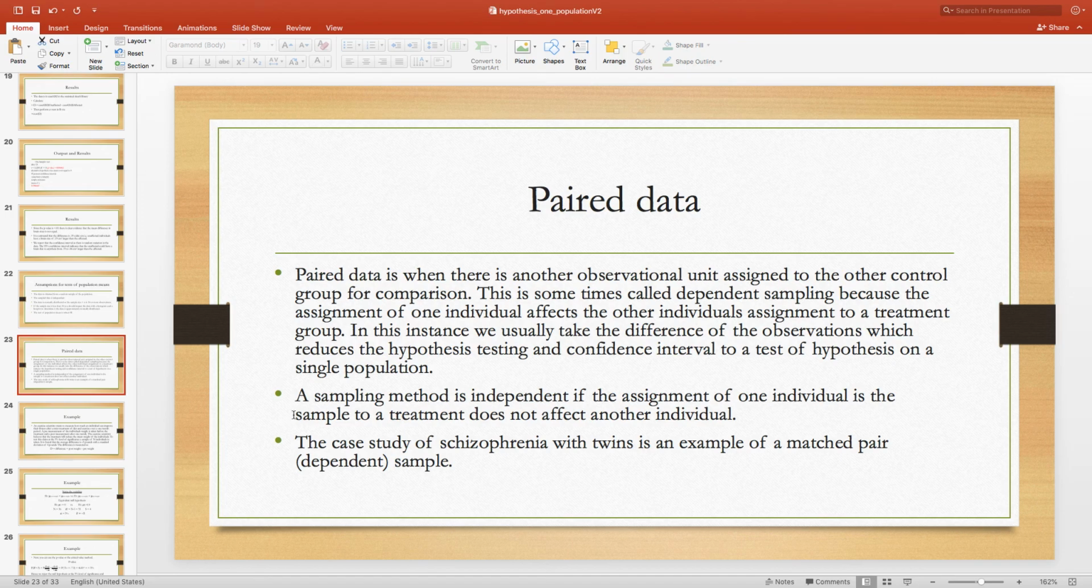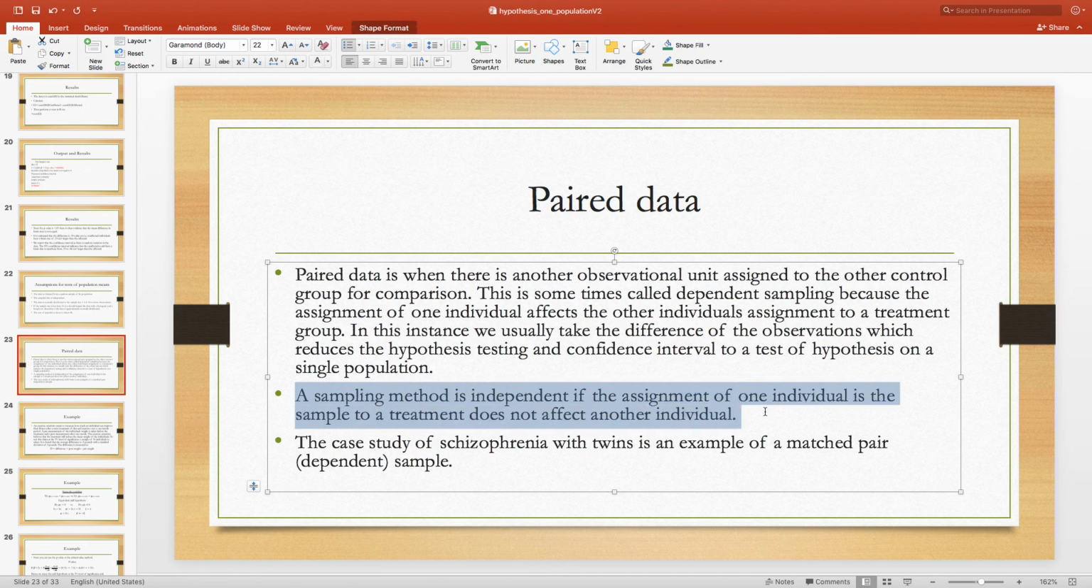Okay, and this is what it means for a sampling method to be independent. The assignment of one individual does not affect another.